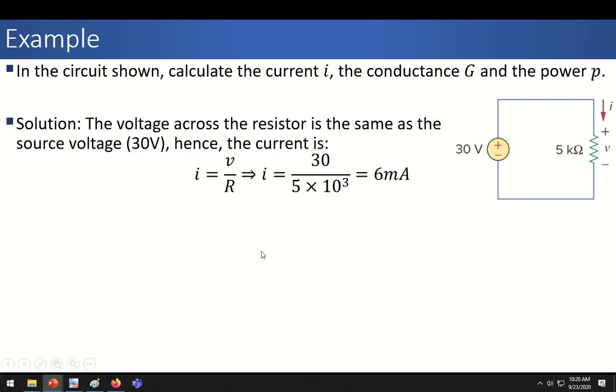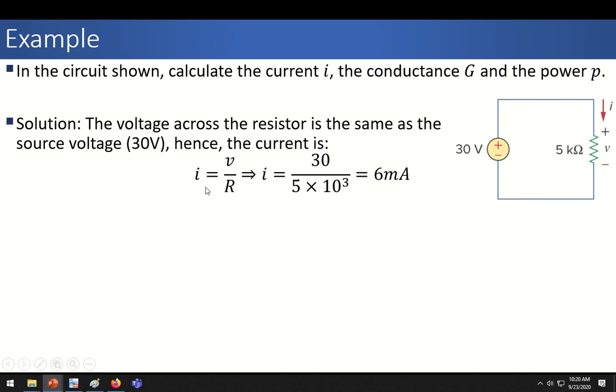So let's proceed. The voltage across the resistance is the same as the source voltage, since we already mentioned that this 5 kilo ohm resistance is connected across 30 volts and there are no other elements. So these 30 volts will appear across this 5 kilo ohm resistance. So we can see that this V is equal to 30 V.